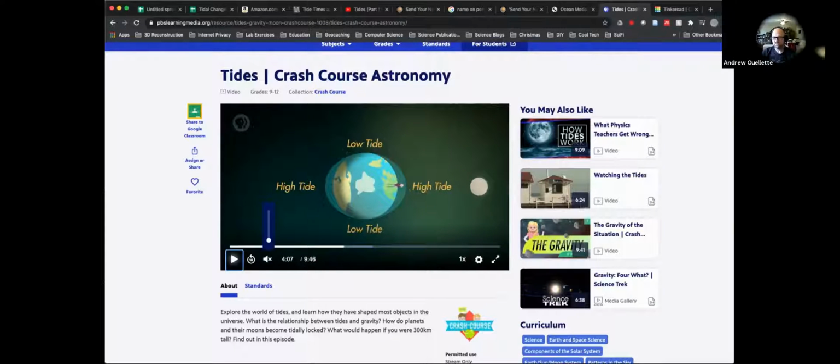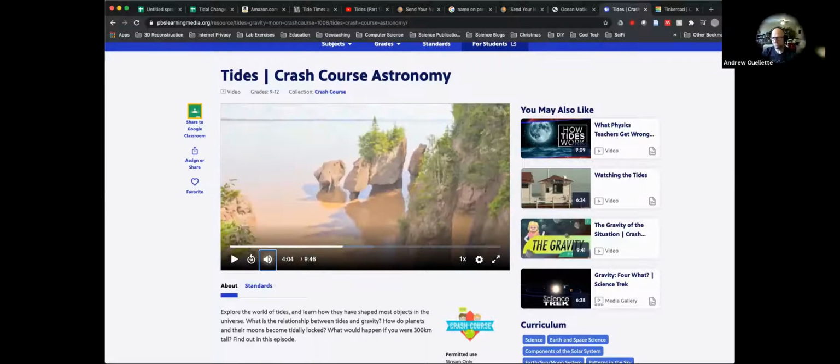Isn't that really cool, guys? When you saw that little picture of the tide coming in and then the tide going out, you can see how constant exposure to the water is eroding away the bases of these rock structures. And ultimately, someday these are going to just come crashing into the ocean. So this gives you a pretty good idea of what it is.